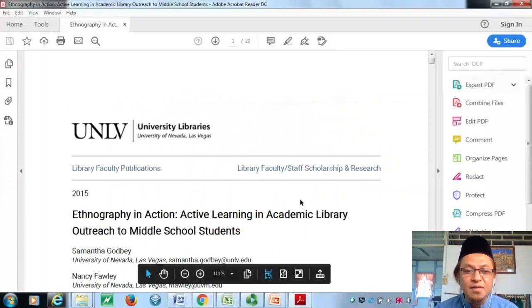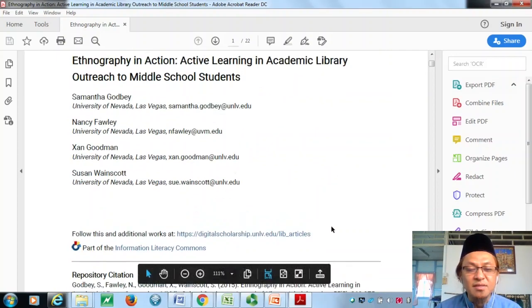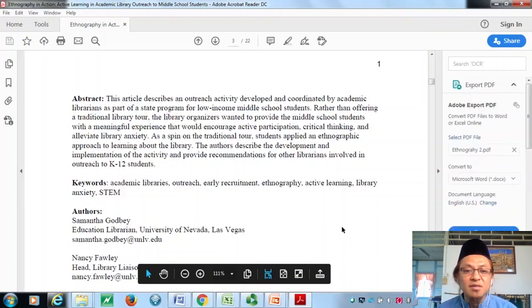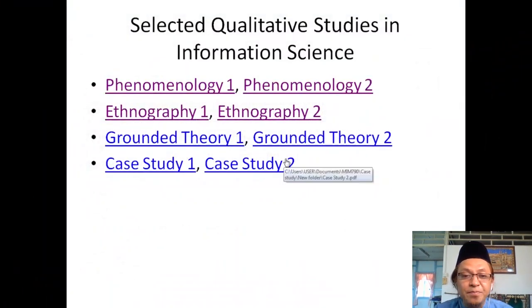Another example of ethnography: Ethnography in Action, Active Learning in Academic Library Outreach to Middle School Students, in the US. In the abstract, the article described an outreach activity developed and coordinated by academic librarians as part of a state program for low-income middle school students. Rather than offering a traditional library tour, the library organizers wanted to provide the students with a meaningful experience that would encourage active participation, critical thinking, and alleviate library anxiety. The group of people this study focuses on is low-income middle school students, so they share the same culture. That's why they used this ethnography study.